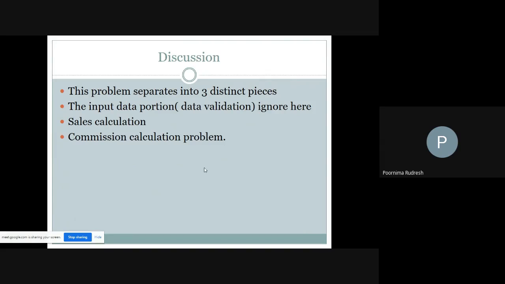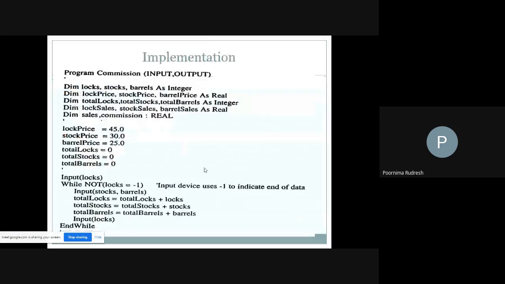In the input data portion, we are considering only the data validation, not anything else. After that, we are calculating the sales as well as the commission. Now let us consider the pseudocode.